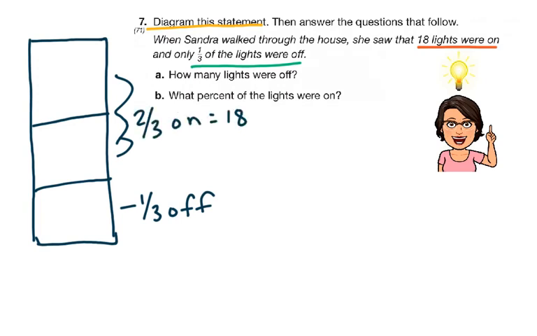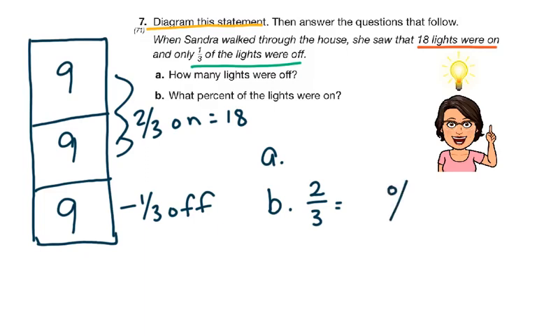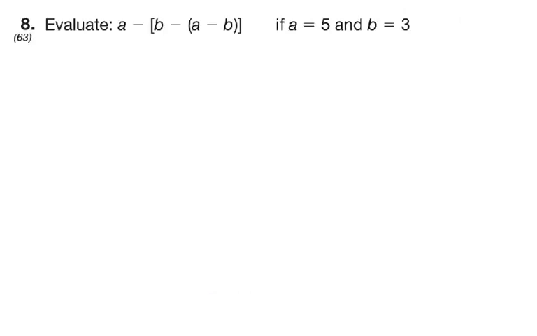And that's 18. So 18 divided by that 2, we're going to put 9 in the box because 9 plus 9 is 18. And we put the same number in every box, so we have 9. And so we answer the question, how many lights were off? Hint, it's the number in the box. And what percent of the lights were on? So that one we're going to change 2/3 to a percent. So if you don't know what that is, because you didn't memorize it, you can go ahead and solve by doing 2 divided by 3. And if you do know what it is, then you are just going to write the answer.